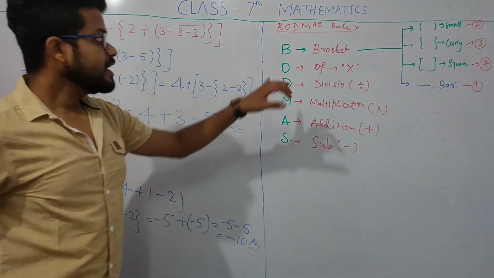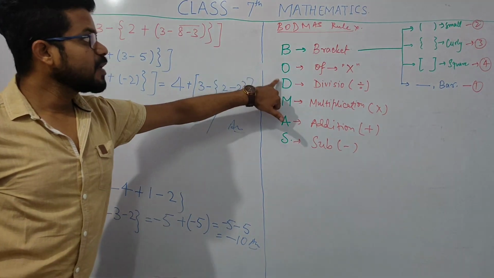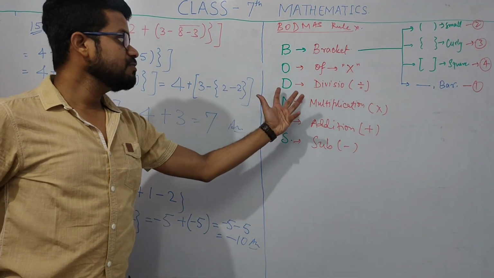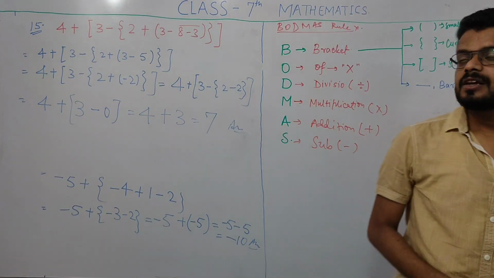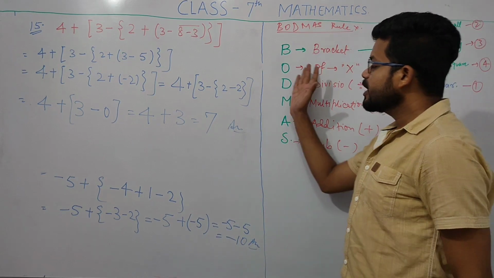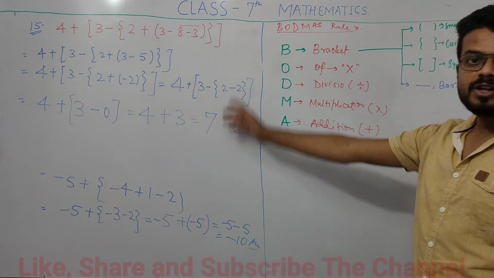Here I only use this rule. This is BODMAS: bracket, of, division, multiplication, addition, subtraction. Hope you all understand what I want to say and how I solved all these problems.